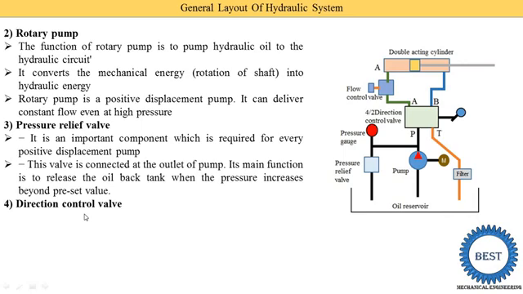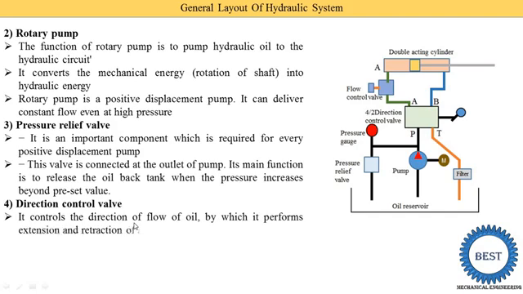It is not necessary that the oil coming out from the pump is supplied to only one single system. Here you see we use a double acting cylinder, so we need to supply the oil in two directions, either through pipe A or through pipe B. How the oil goes is decided by using the direction control valve. Sometimes oil is supplied through pipe A, sometimes through pipe B. So it controls the direction of flow of oil, by which it performs extensions and retractions of the actuators.